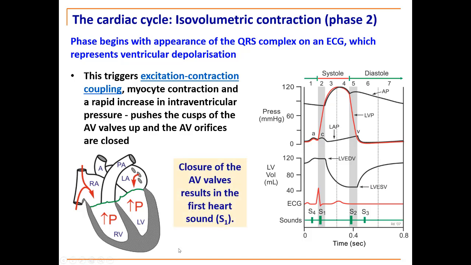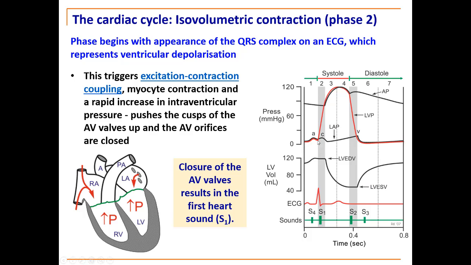And the closure of the AV valves results in the first heart sound, which is S1 on the image. So again, we're going to take a good look at the figure again, and we're in phase 2. Looking at the ECG, you can see the appearance of the QRS complex, and that represents ventricular depolarization, which, as we talked about, will lead to ventricular myocyte contraction. We're now in the ventricular systole phase, the pumping, the contraction phase.